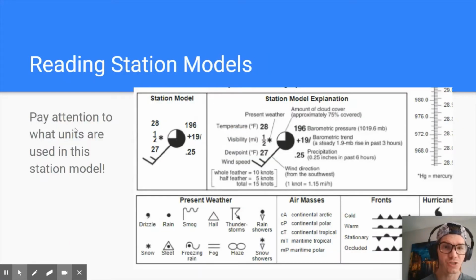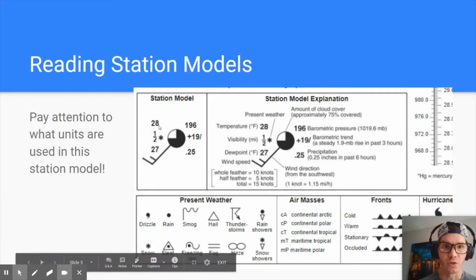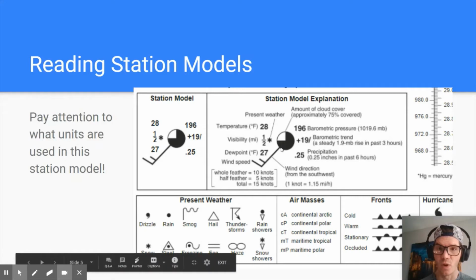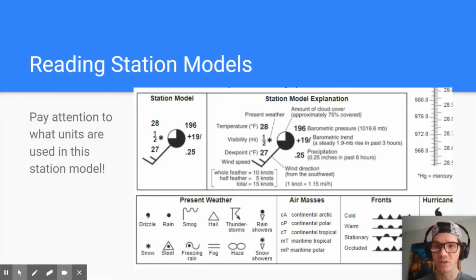So first off, pay attention to what units are used in the station model. You'll notice that in the top left, we have temperature and it's represented in degrees Fahrenheit. The dew point here on the bottom left is in degrees Fahrenheit. The precipitation is the inches in the past 6 hours. So pay attention to the unit that's in the parentheses. On the bottom, it will show us the present weather. To the left of this circle here, it'll show us with a symbol what's happening. And the cloud cover is how much of the circle is shaded in.